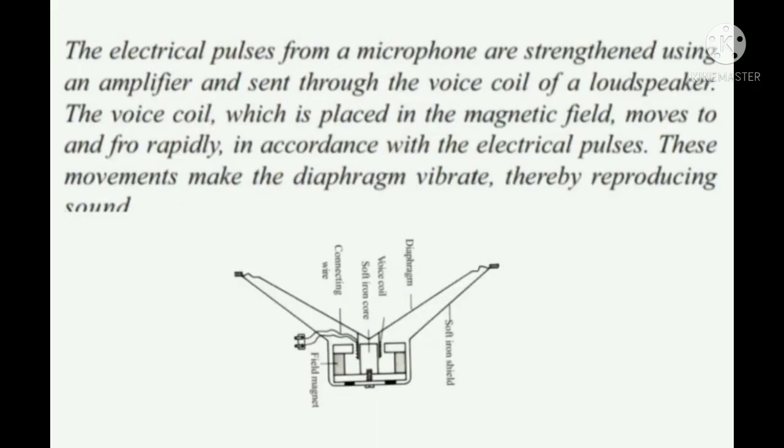In sentence wise, the working of moving coil loudspeaker is written in this way. The electric pulses from a microphone are strengthened using an amplifier and sent through the voice coil of a loudspeaker. The voice coil, which is placed in the magnetic field, moves to and fro rapidly in accordance with the electrical pulses. These movements make the diaphragm vibrate, thereby reproducing sound. This is the working of moving coil loudspeaker.